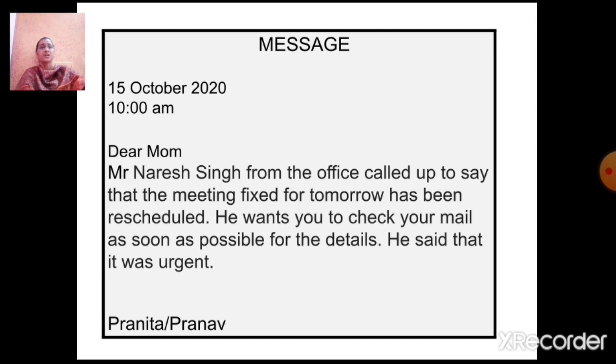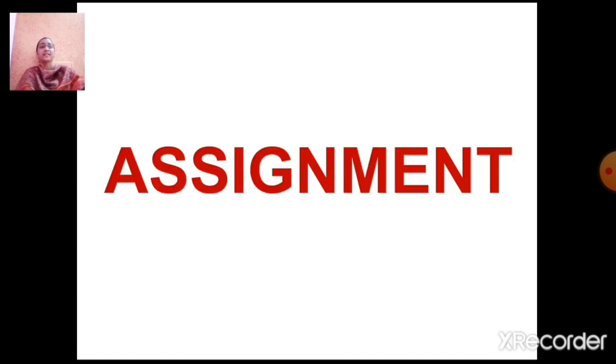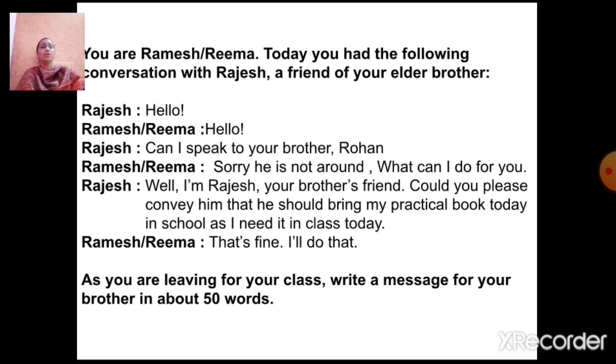Now students, with this example, we have understood how to write message writing. Now, there is an assignment for y'all. As a practice, you can write this in your composition book or in your rough book. So, all of you start writing this question. You are Ramesh or Reema. Today, you had the following conversation with Rajesh, a friend of your elder brother.